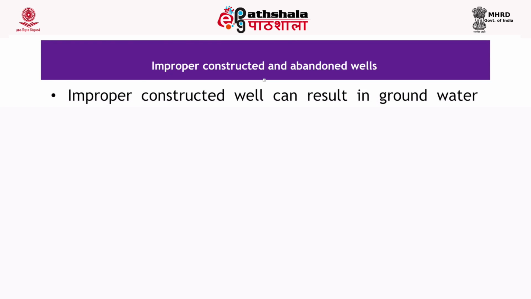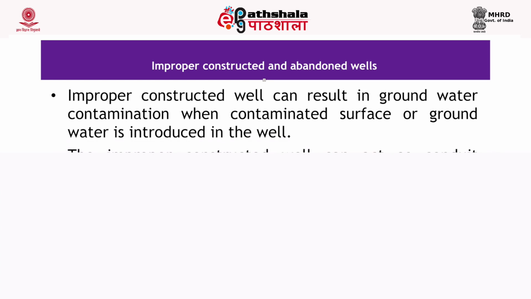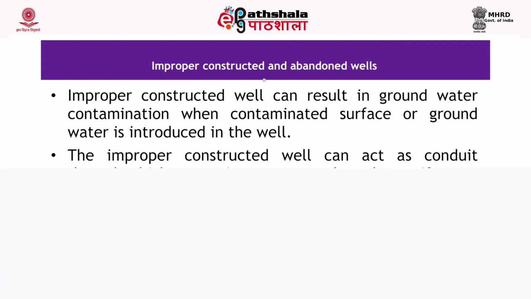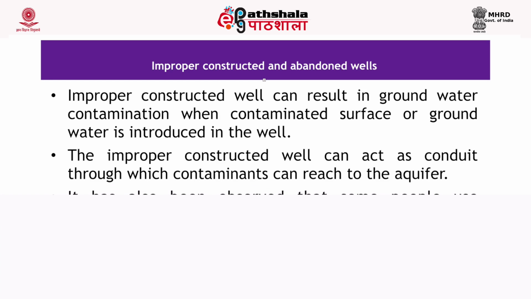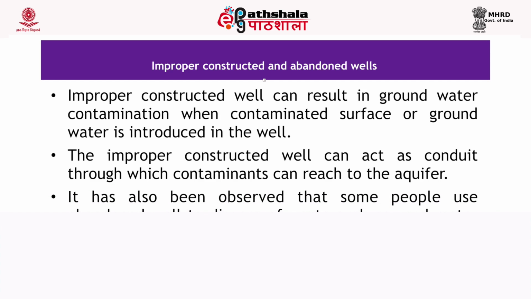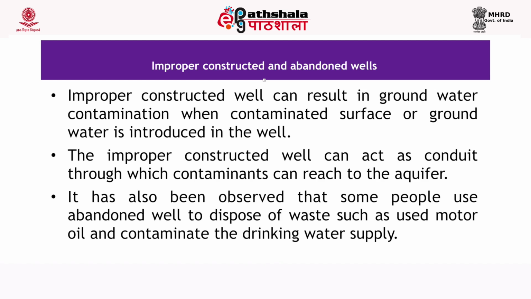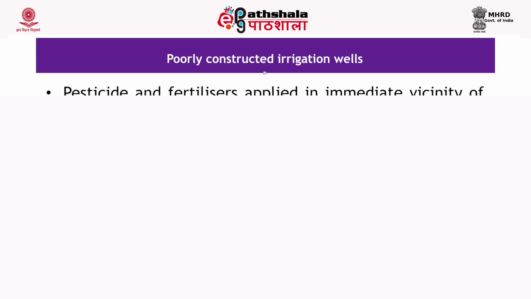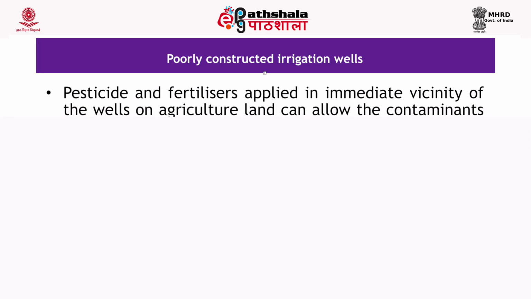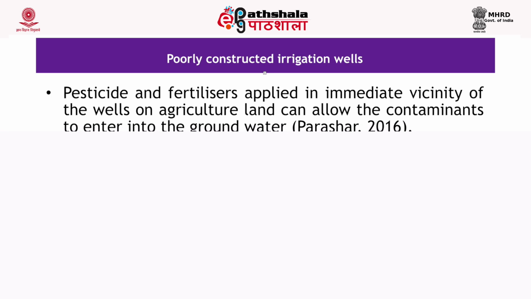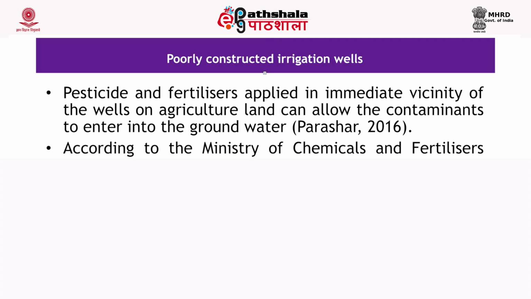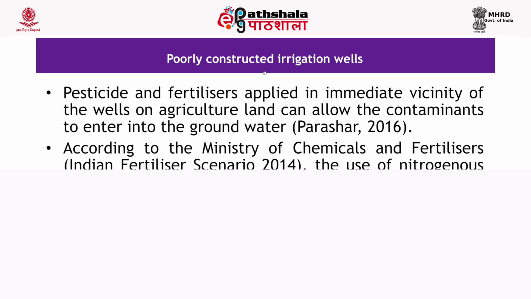Improperly constructed and abandoned wells also pose a danger of groundwater contamination. An improperly constructed well can act as a conduit through which contaminants can reach the aquifer. It has been observed that some people use abandoned wells to dispose of waste such as used motor oil and contaminate the groundwater supply. Poorly constructed irrigation wells: pesticides and fertilizer applied in the immediate vicinity of these wells on agricultural land can allow contaminants to enter into the groundwater, as these pumps draw water from the groundwater and the contaminants also move toward the source.